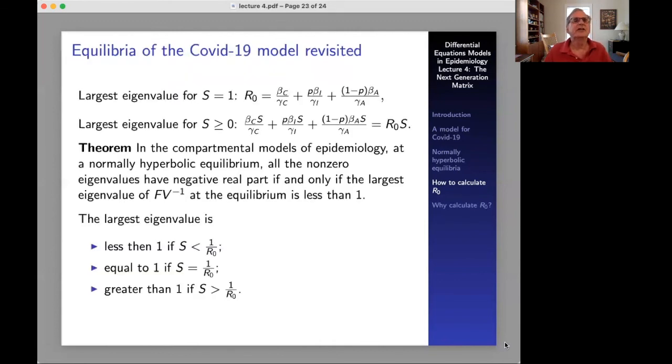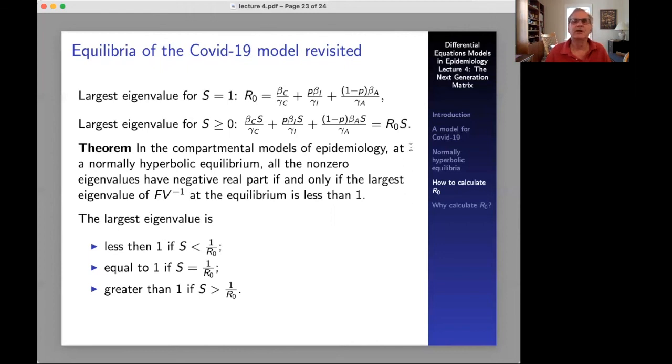I mentioned that this next generation matrix tells us something about all the equilibria. So the largest eigenvalue for S equals 1 is this expression. We call it R naught. The largest eigenvalue for other S's, S greater than or equal to 0, was the same expression, but with S's everywhere. In other words, it was this expression times S, R naught times S. So what? Well, we have a nice theorem here.